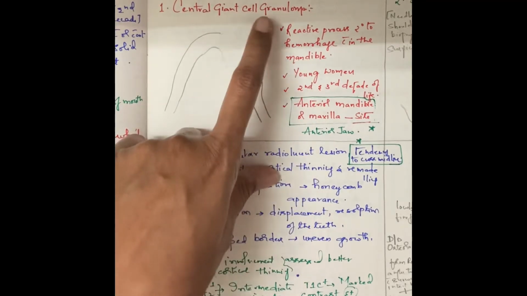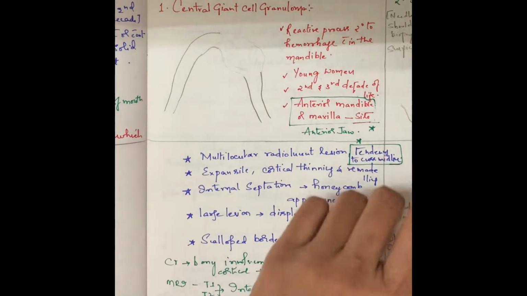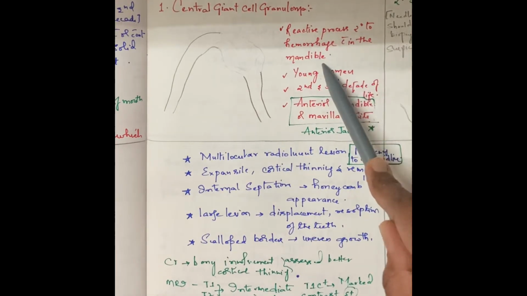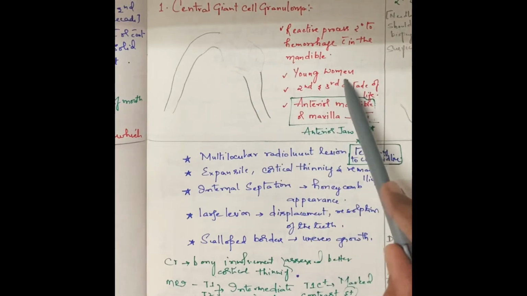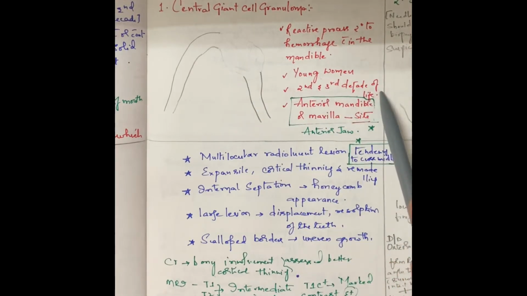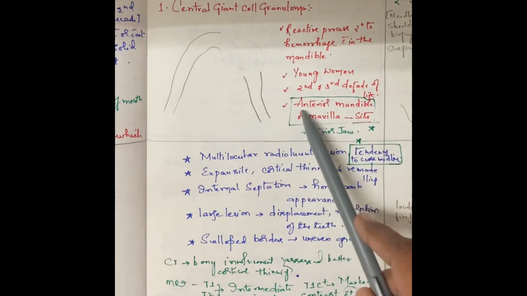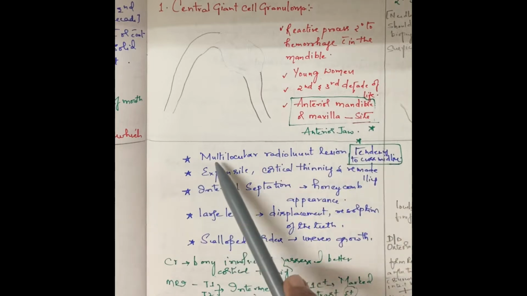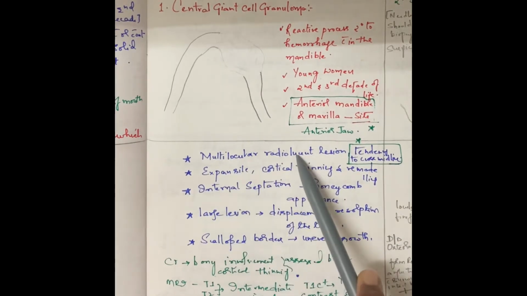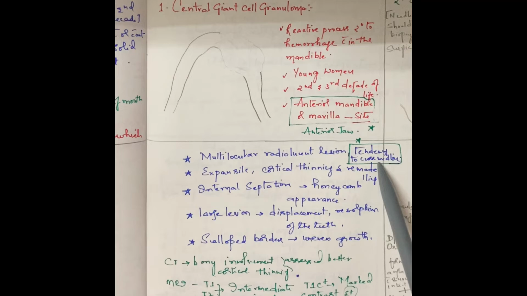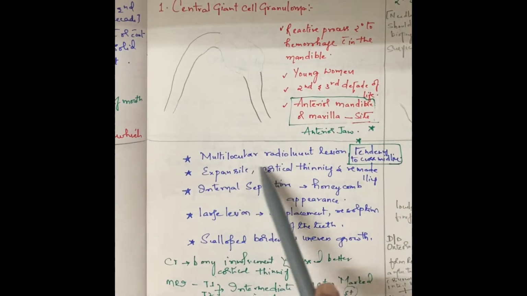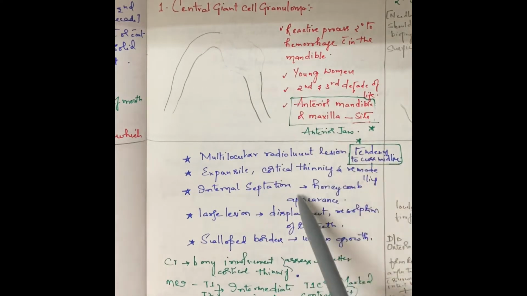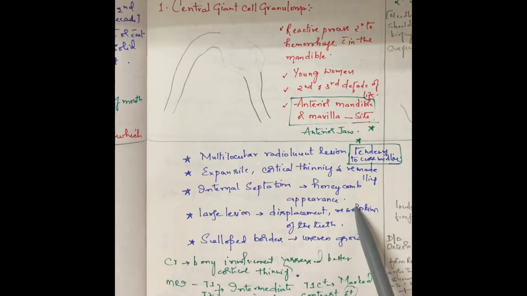Coming to the first, central giant cell granuloma. So what is this? It is a reactive process secondary to hemorrhage within the mandible. It occurs in younger women in the second to third decade of life, in the anterior jaw, that is the anterior mandible. It can also involve the maxilla, mandible more than maxilla. It is a multilocular radiolucent lesion. They have a tendency to cross the midline. It's expansile with cortical thinning and remodeling, and internal septations giving rise to a honeycomb appearance.